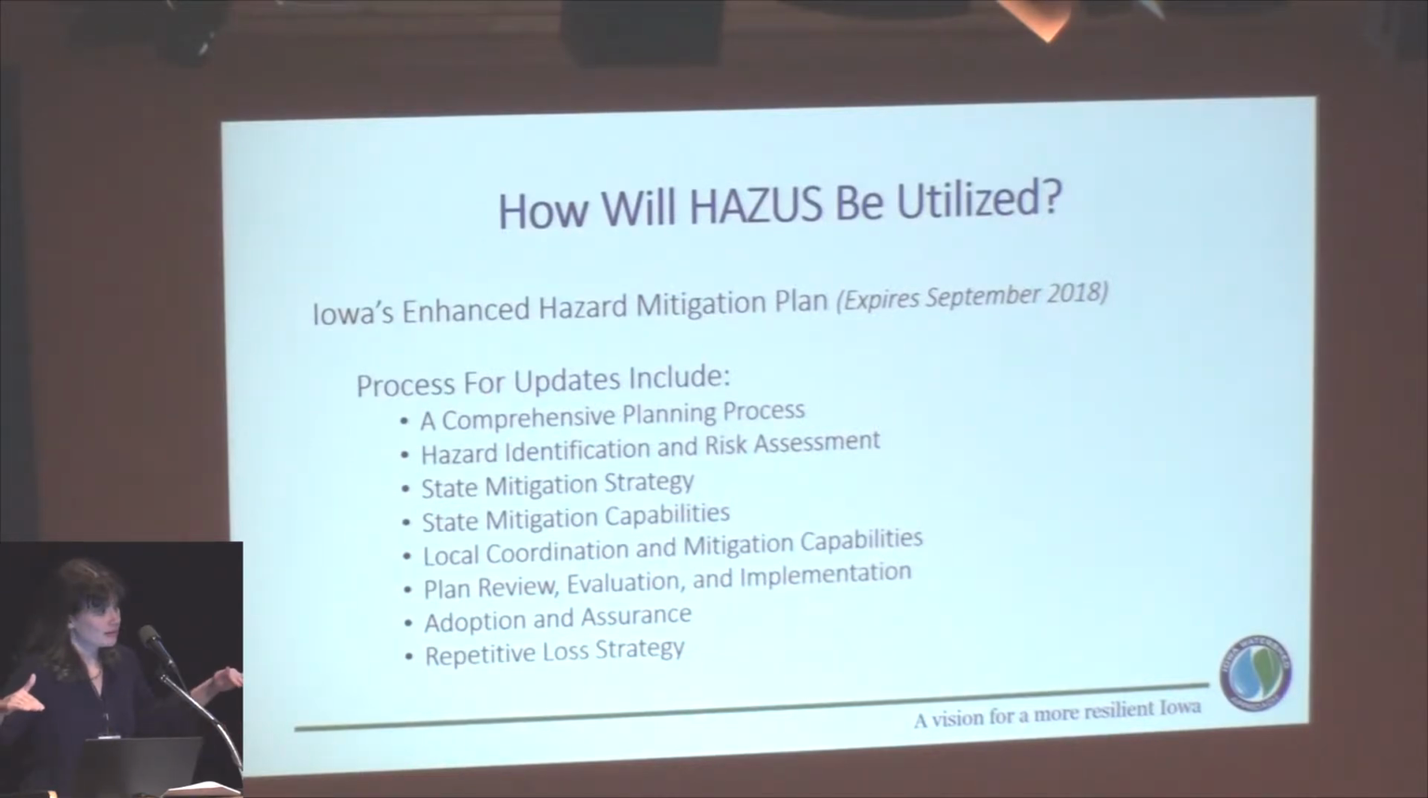The state has a hazard mitigation plan, all 99 counties have a hazard mitigation plan, and each jurisdiction in that county participates hopefully in that planning process so that it all funnels down and then funnels back up. Part of this is also our repetitive loss strategy.